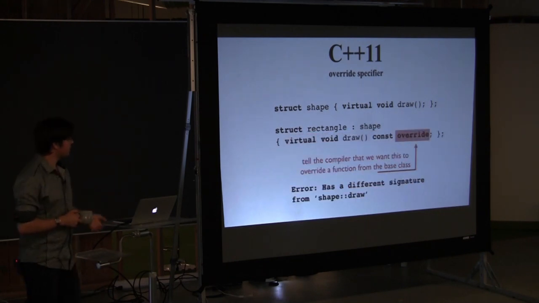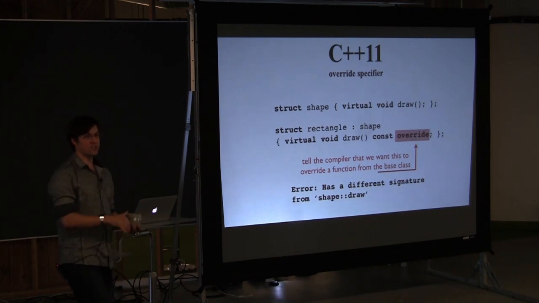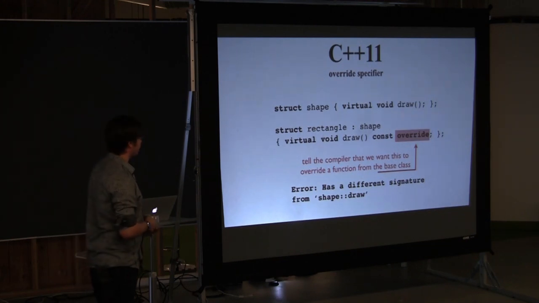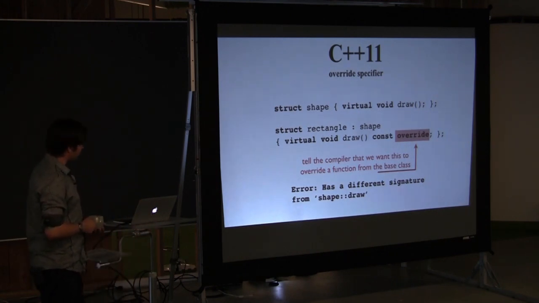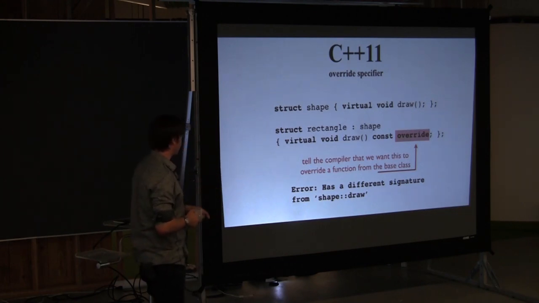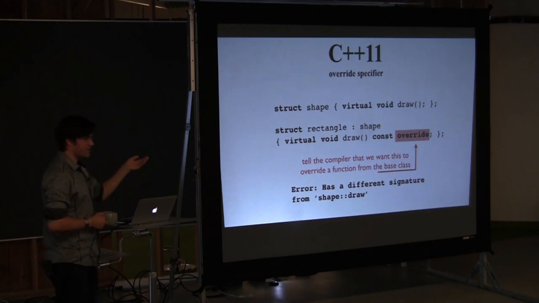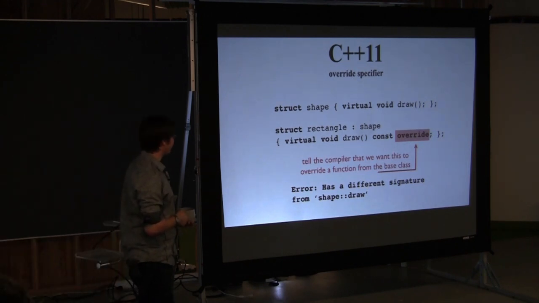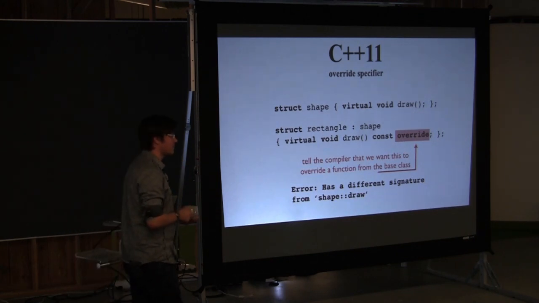Right. So what you can do is you can say override. So when you write your draw function and you intend to override something from your base class, it's a good habit to say override afterwards, because in this case the compiler would say this is wrong because this is a different signature. Obviously it would extend beyond just const issues. If your draw function took a color, for instance, that would also be a different signature. It arguably should be required to do that anyway.